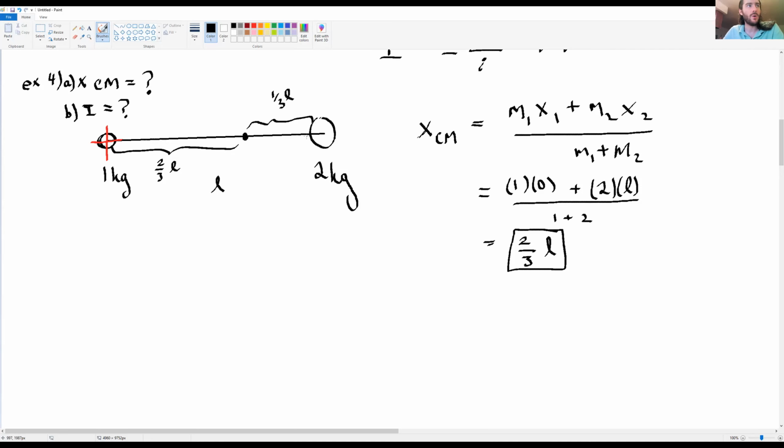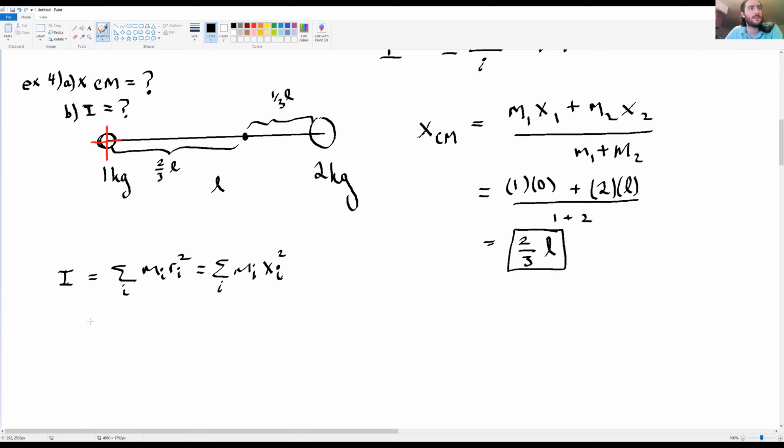Okay, now let's calculate the moment of inertia. For the moment of inertia, it's not m times x, it's m times x squared now. And there's no division by the total mass either. So it's the summation over i of m_i r_i squared. We're working only with x here, so let's replace it in there. So m_i x_i squared.